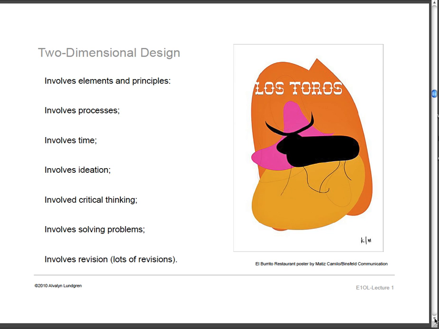Two-dimensional design, like three-dimensional design, involves elements and principles. It involves process. There's a process that goes on with design. That process takes time. In that process, you're going to develop ideas. You're going to evaluate ideas. That's where critical thinking comes in. Critical thinking is the ability to look at your ideas and make judgments as to, okay, is this solving the problem or not? Is it solving the problem to the best possible means, or is it falling short, and so forth? So that's the critical thinking.